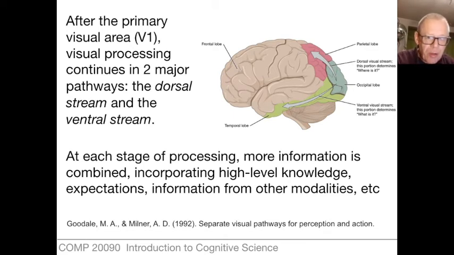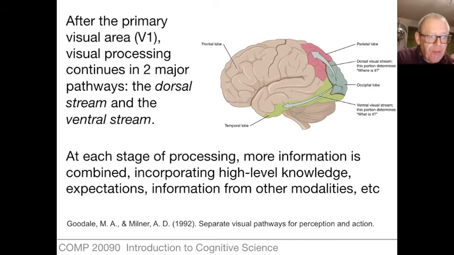As we move deeper into the brain, what we find is that the activity of the neuron seems to depend on matters that have more to do with meaning than with patterns of light and dark. From an information processing point of view, this suggests that high-level cognition or knowledge and expectations, and perhaps information from other sensory systems, is being combined as we progress.